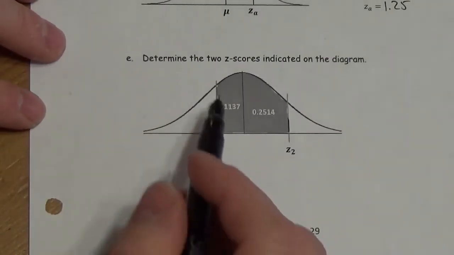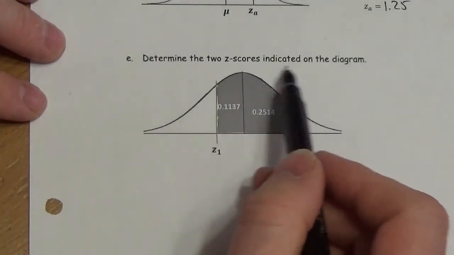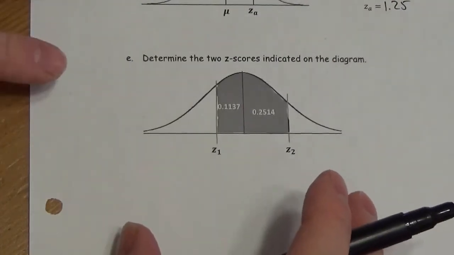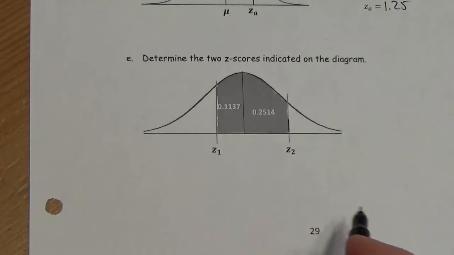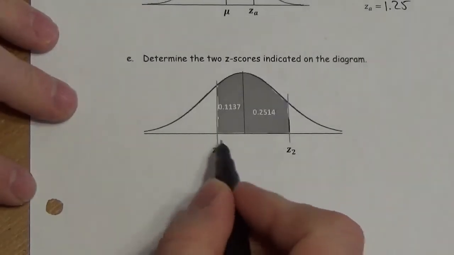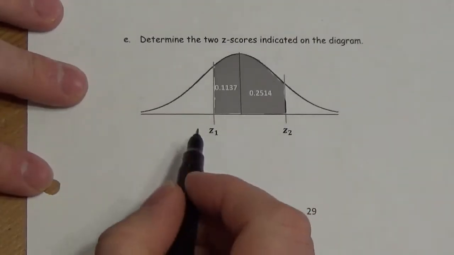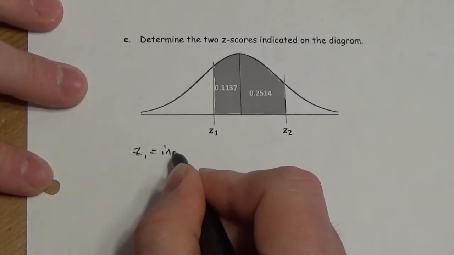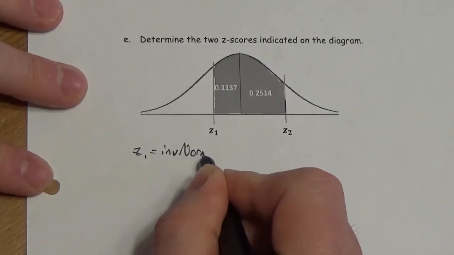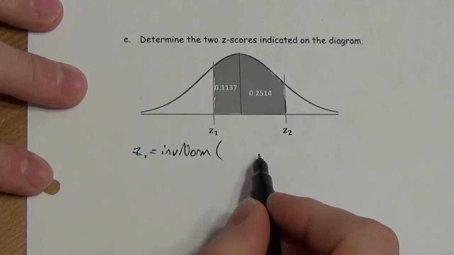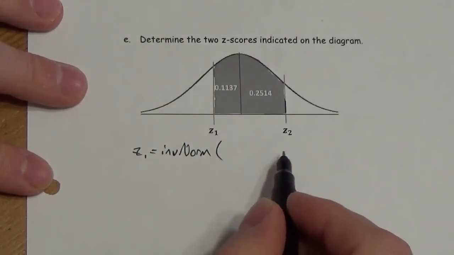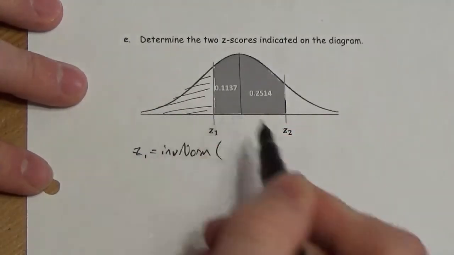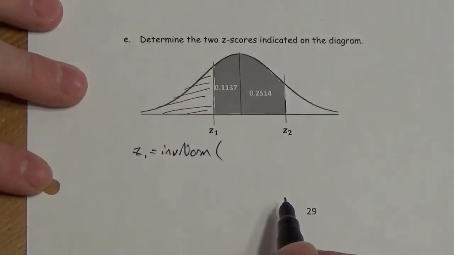Another way of asking this question here would be to determine the two z-scores indicated on the diagram. Now, you really got to understand what's going on here for this to make sense. I can only do this one at a time. So let's do Z1 first. To get Z1, I'm going to use the inverse norm. And I know that my mean and my standard deviation are going to be 0 and 1. I get that. But what I need is this area to the left of that value here.